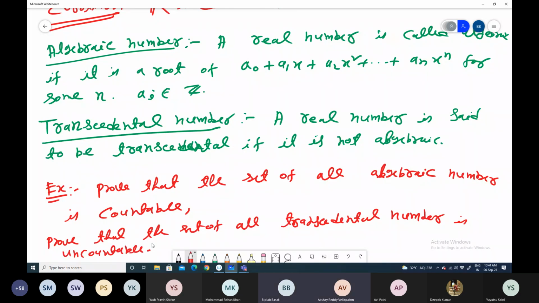Sir, do algebraic numbers include complex numbers? No, no, no. It is a real number, right? We are saying that a real number is called algebraic. By the definition, the imaginary unit is not considered an algebraic number, because here we are saying that a real number is called algebraic.